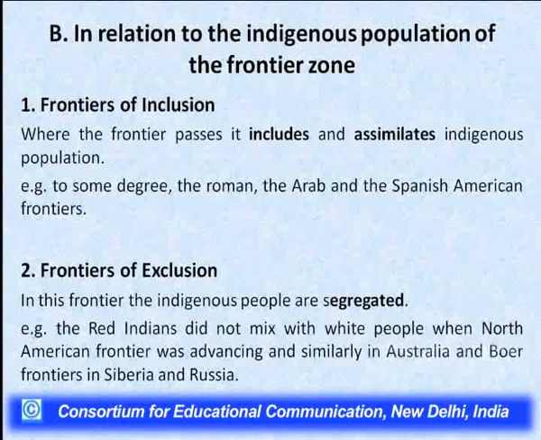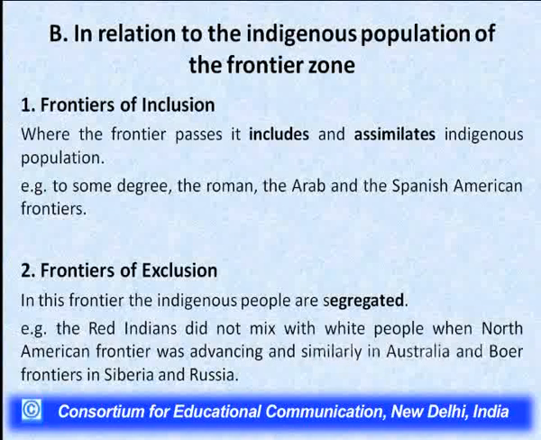The second classification is in relation to the indigenous population of the frontier zone. These are classified according to the indigenous population living in that particular region. So this is classified into two categories. One is frontiers of inclusion, where the frontier includes or assimilates the indigenous population of that particular region. This we can see in the Arab region and in the Spanish region.